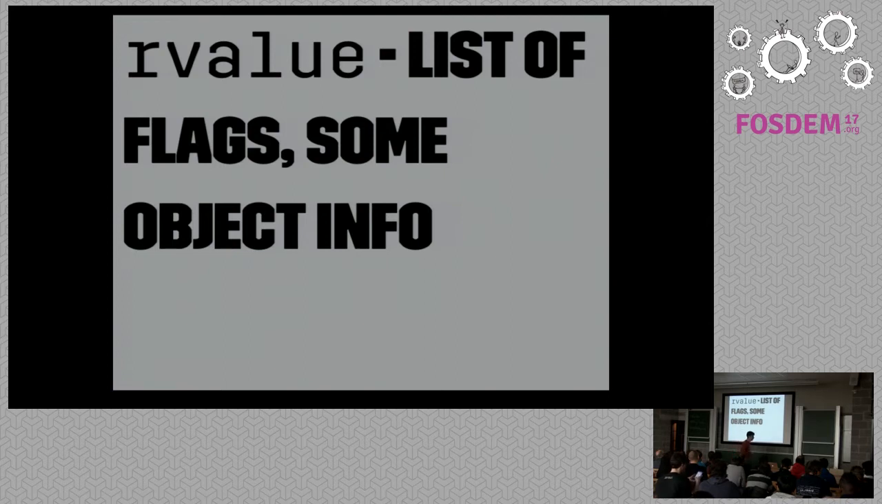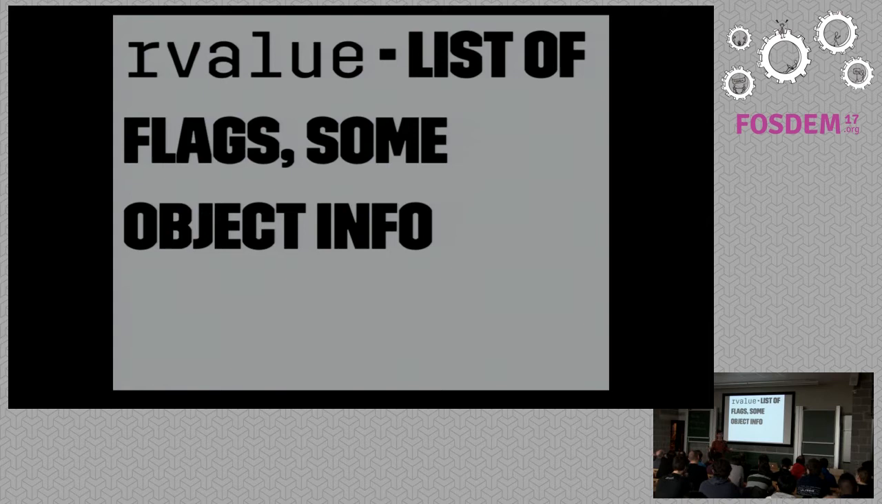The R value is just a list of some flags, like have we marked this object yet for garbage collection, some other information, and also some very basic information about the object. This all depends on what type of object it is, if it's a string, an array, et cetera, et cetera, et cetera.